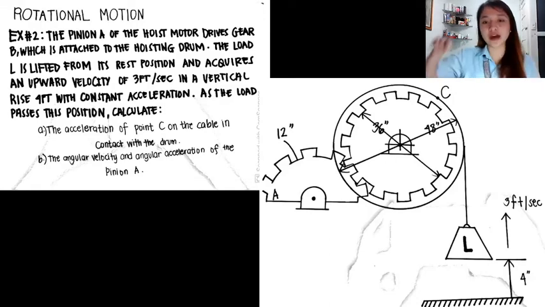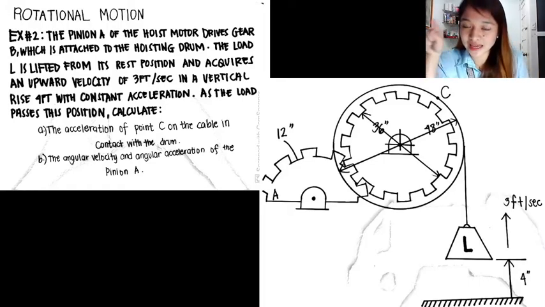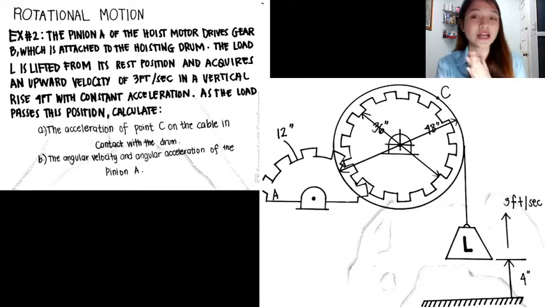As you can see, we have the pinion and the drum, and the gear. We have point C, we have the load, we have 3 feet per second upward, and 4 inches, 36 inches, 48 inches, and 12 inches, and we have 0.8. Let's start to solve this and find the knowns and unknowns in this given problem.